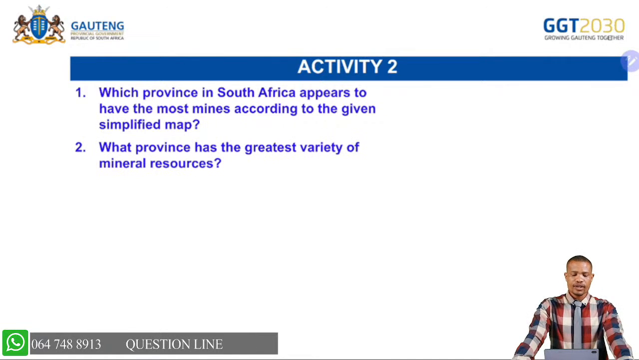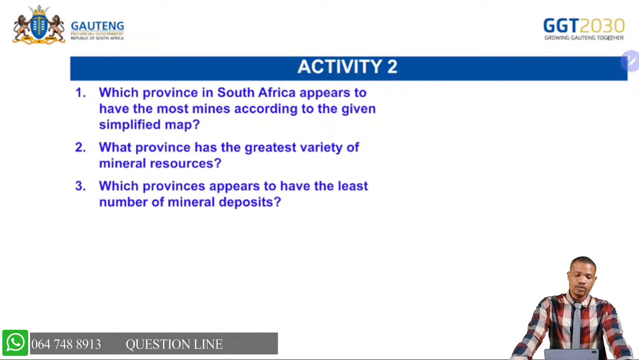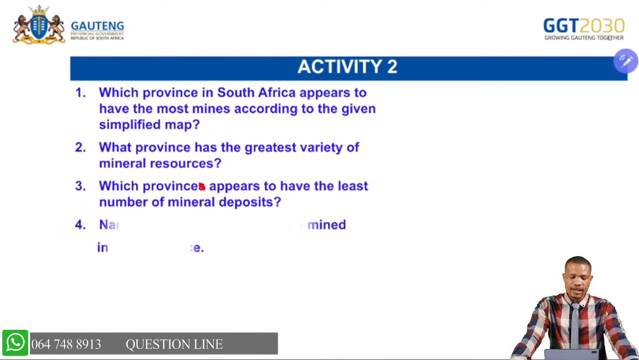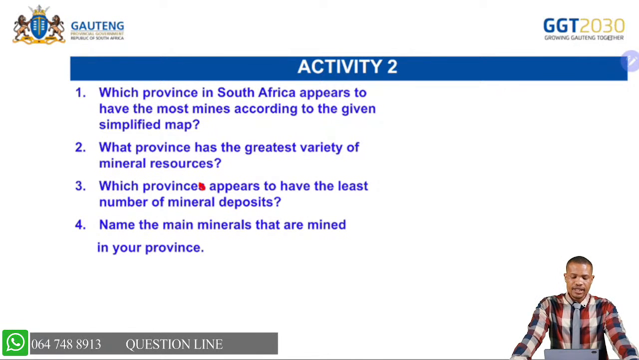Right. So the first question says, which province in South Africa appears to have the most mines according to the given simplified map? Where is this map? Don't panic, I'll show you. Question 2, what province has the greatest variety of mineral resources? Question 3, which province appears to have the least number of mineral deposits? I think this should be which province, not provinces. And 4, name the main minerals that are mined in your province.